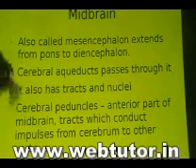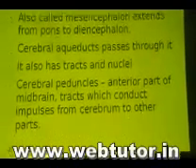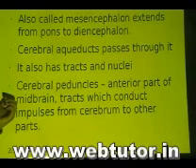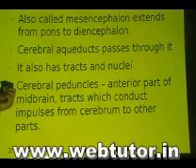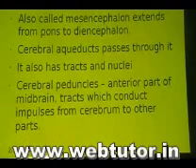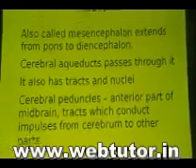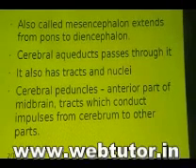Remember, we've done this again and again. The cerebral aqueduct passes through it. We'll come to it again. It also has tracts passing through it and it has nuclei. Cerebral peduncles form the anterior part of the midbrain, tracts which conduct impulses from the cerebrum to other parts. Peduncles, as we know, are bundles of axons. These are the ones coming from your cerebrum going to other parts of the body.